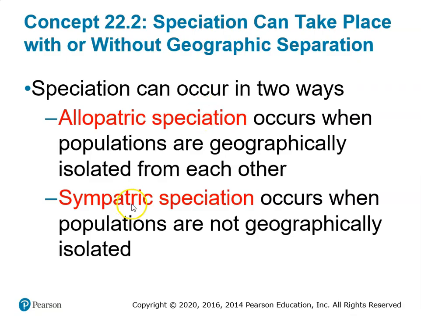Allopatric speciation and sympatric. This is all about same country or different country. So allopatric occurs when populations are geographically isolated. They're not near each other. Sympatric occurs when populations are not geographically isolated. So how does that work?